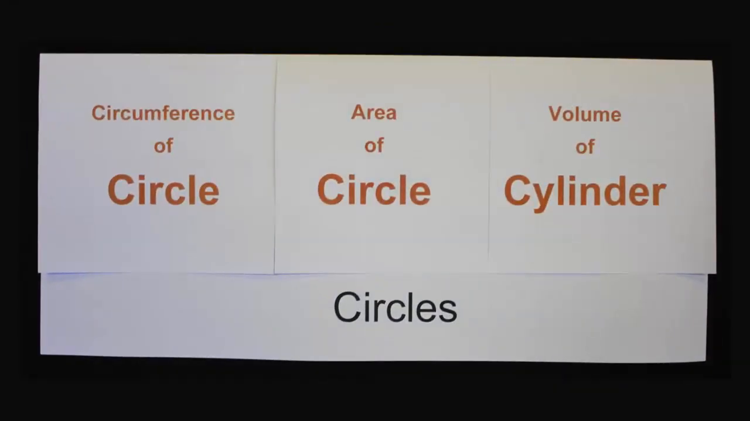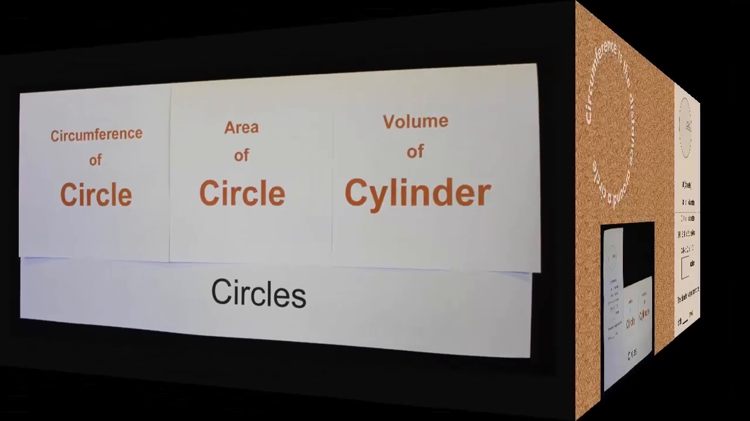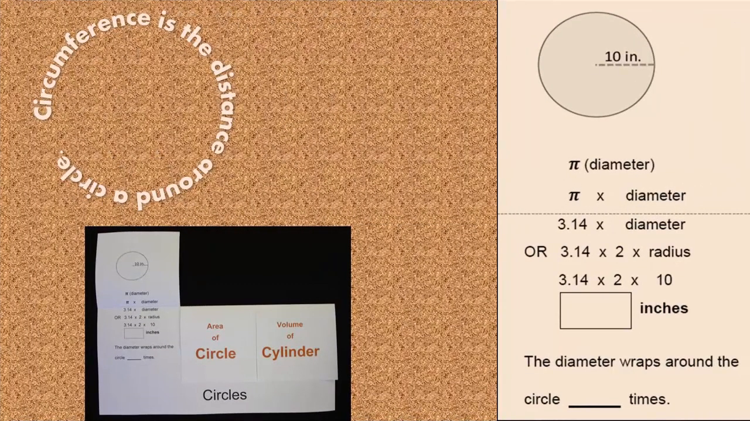In this foldable, we will learn about the circumference of a circle, the area of a circle, and the volume of a cylinder. Circumference is the distance around a circle. Usually when we're finding the circumference, we can use the diameter. That is the distance across the circle, going through the center point, from one side to the other.